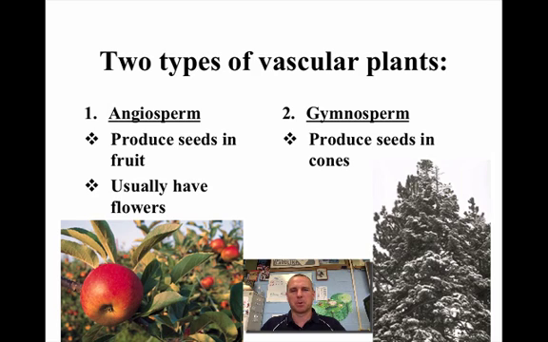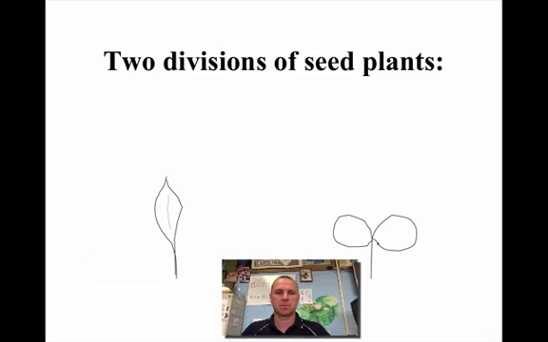Now, go back to angiosperm. It doesn't mean it has to be an apple or orange. It can be an acorn. It could be a tree that just simply has a flower, like our Bradford pears do nowadays. So, angiosperms produce their seeds in flowers and fruit. Gymnosperms produce their seeds in cones.